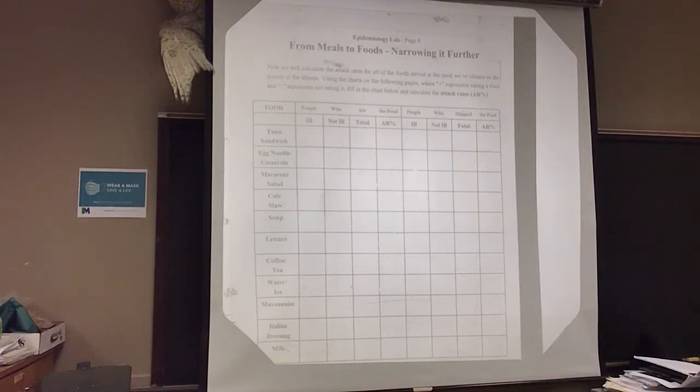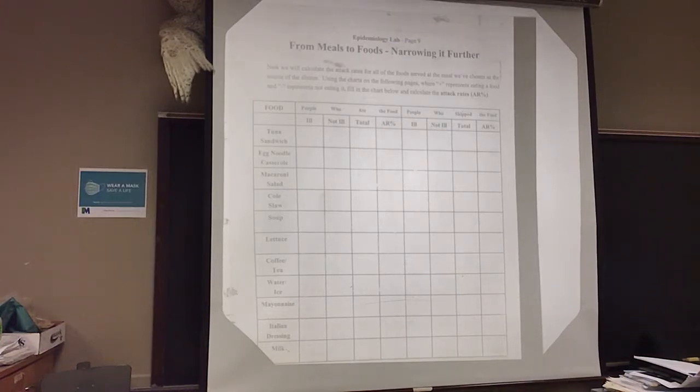Lunch on the 17th. This is what was on the menu. The same way that we figured out what the risk factors were for the meals and narrowed it down to a particular meal, we can do the risk factors for the foods and narrow it down, we hope, to a particular food. By seeing what the risk was for the people that ate the food and comparing it to the risk for people that skipped that food.